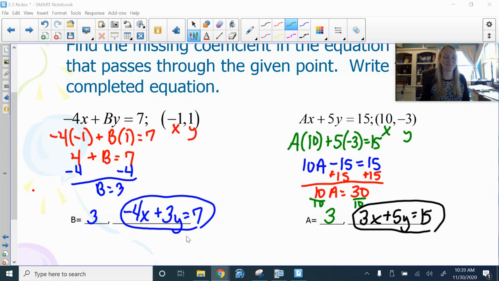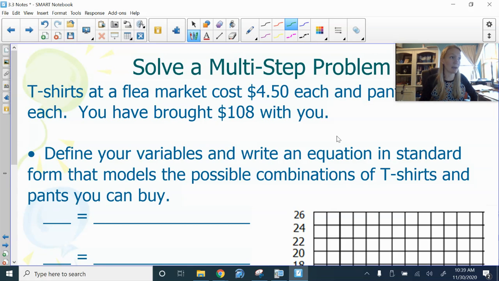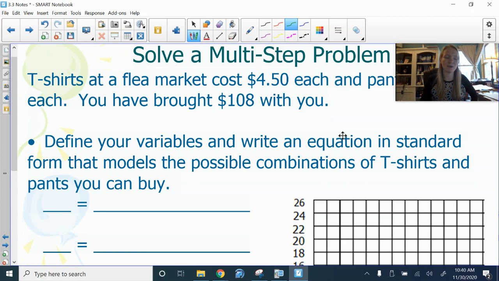All right, so let's go ahead and really quick. We have two on the back page, page 10, looking at a multi-step problem, so more standard form. T-shirts at a flea market cost $4.50 each. Pants cost $6 each. You have brought $108 with you to spend on shirts and pants. So we want to describe our variables. It's just a word problem.